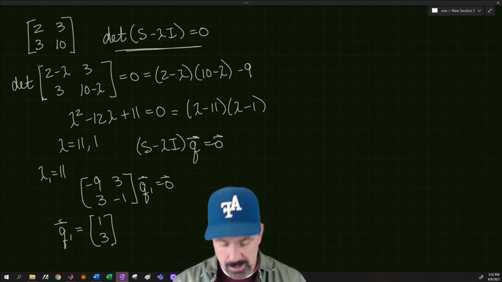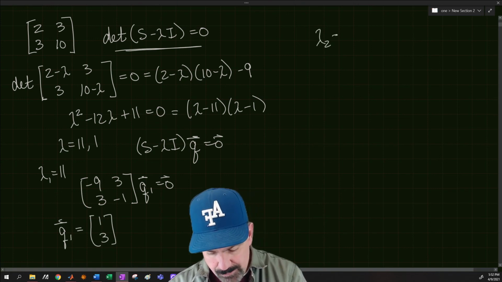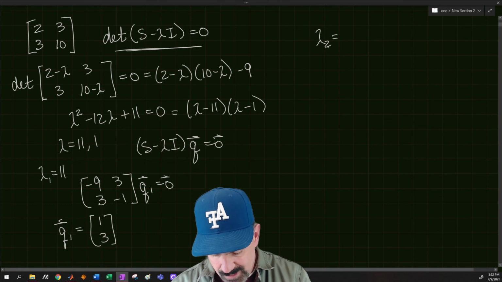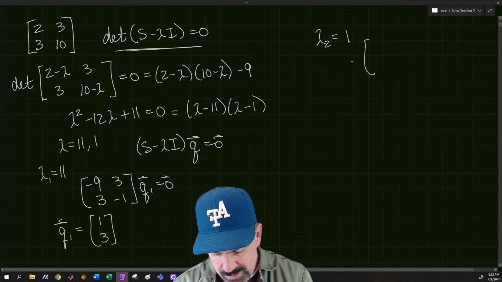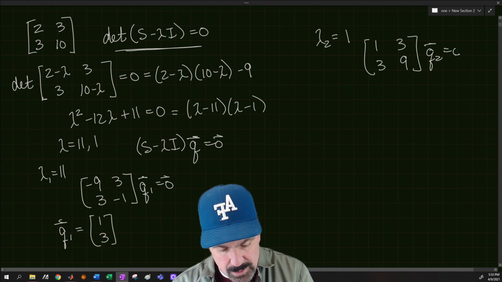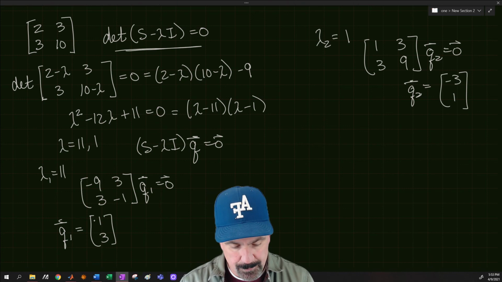Again, we automatically know what the second eigenvector is going to be, but let's verify. Lambda 2, it's going to be orthogonal to this, right? We know it's going to be negative 3, 1 before we even start. But let's verify. So lambda 2 is equal to 1. A minus lambda I, we're going to have a 1 and a 3 and a 3 and a 9 times Q2 is equal to 0. And then as we knew, Q2 is equal to a negative 3, 1. So again, we see that the eigenvectors are orthogonal to one another.